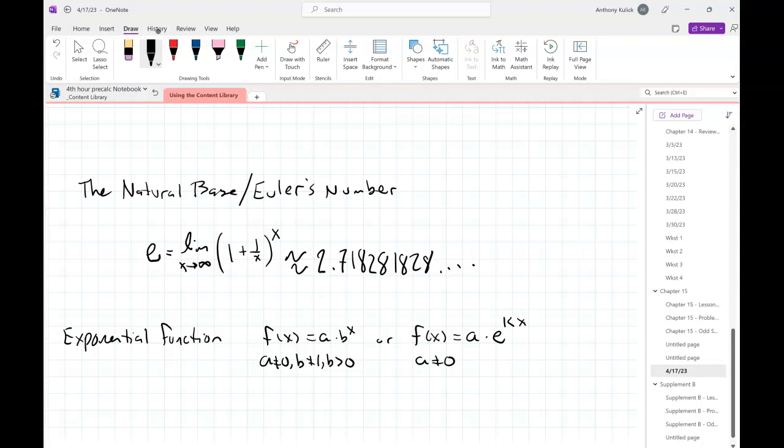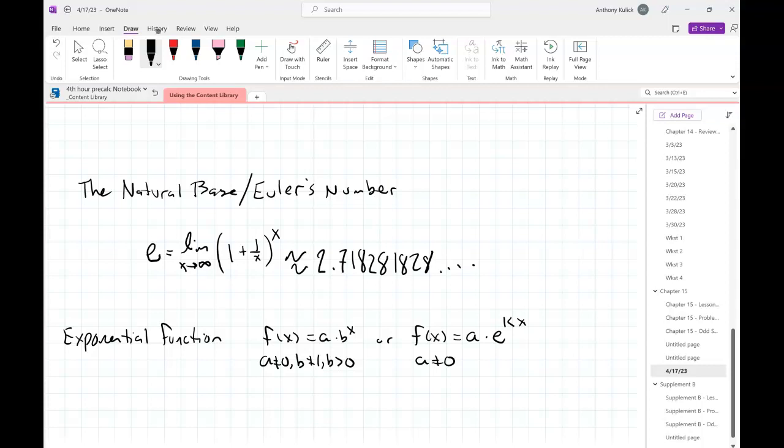So here, when we had A times B to the X, we had the restrictions that A was not 0, B was not 1, and B was not negative. I should say B is positive. That's different than not negative, right? What's the difference? Not negative includes 0. So positive and not negative are different by one number, but it's an important number.